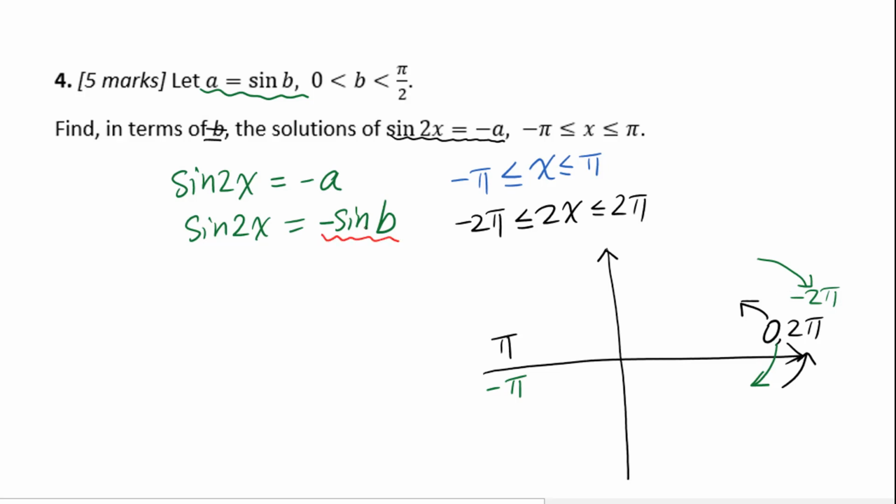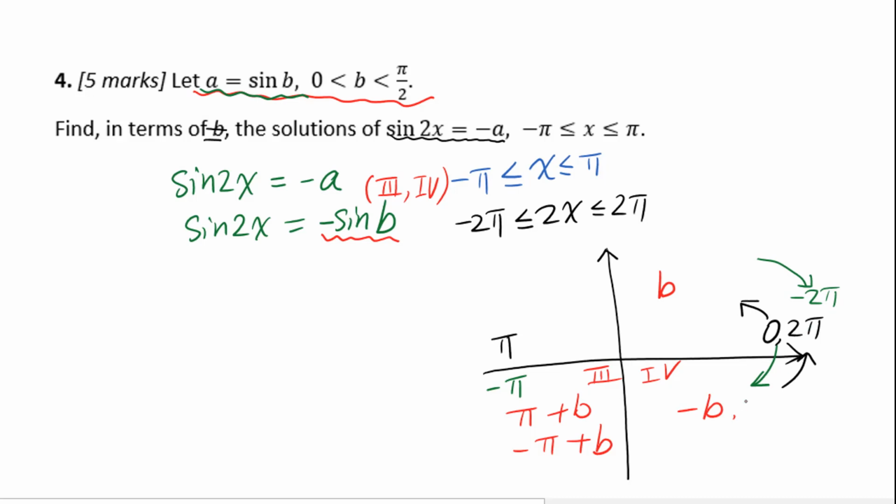Since negative sine B will be in the third and fourth quadrant, we only need to write down the pattern for the third and fourth quadrant. From the given information, we know B is a reference angle. So B is in the first quadrant. For the third quadrant, we have pi plus B and negative pi plus B. For the fourth quadrant, we have negative B and 2 pi minus B.